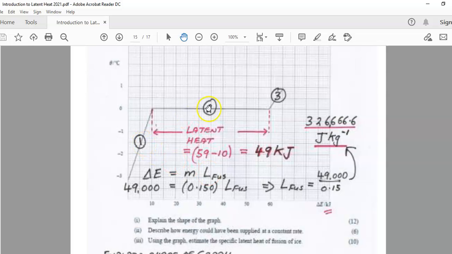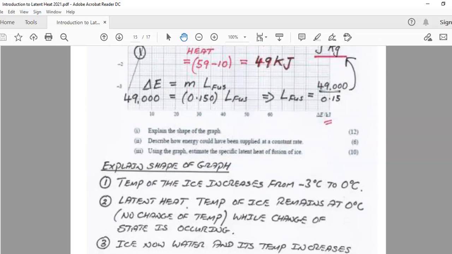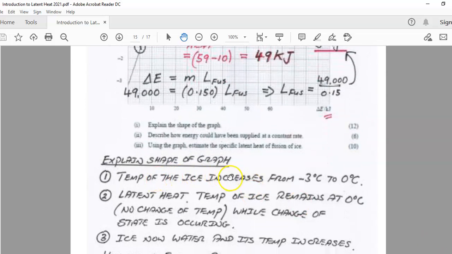I'm seeing three parts of the graph here. Part 1, Part 2, and Part 3. And I think I've explained what's happening in each stage there. Well, in Part 1 of the graph, the temperature of the ice increases from minus 3 to its melting point, 0. Part 2 of the graph is about latent heat. The temperature of the ice remains at 0. There's no change of temperature while a change of state is occurring.